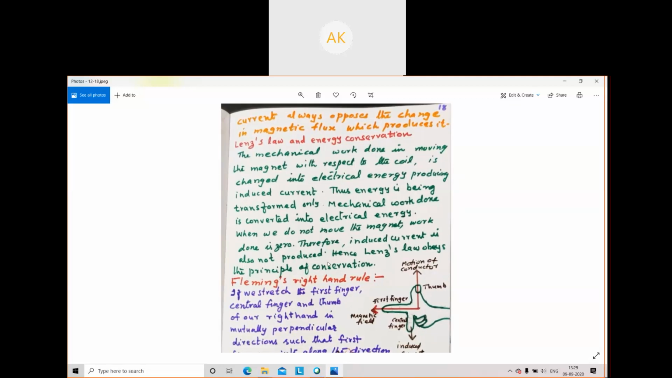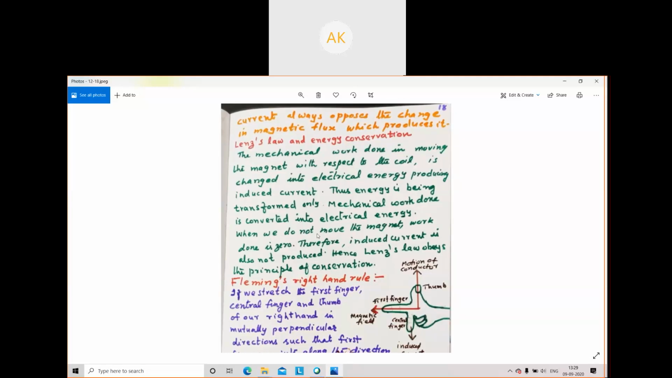Usually, along with the Lenz's law, this question is also asked. How to explain that it is in accordance with energy conservation? So you can see we are not actually creating any energy, not at all creating energy. Only transformation is taking place. The work done by us, we are moving the magnet towards the coil. Mechanical work done by us is converted into electrical energy. One form of energy is converted into another form. That is in accordance with energy conservation.